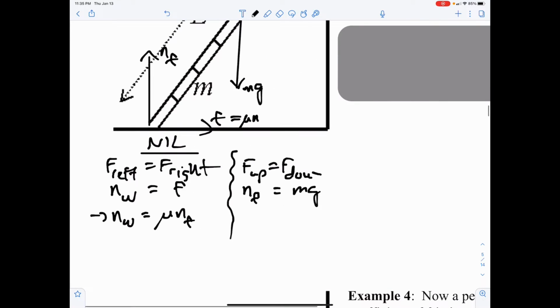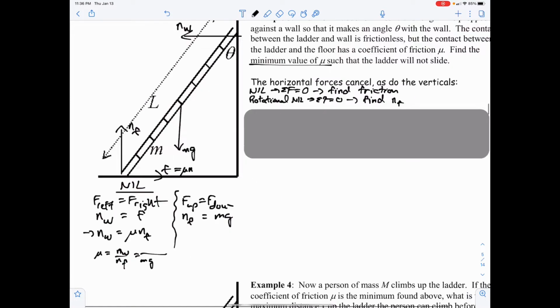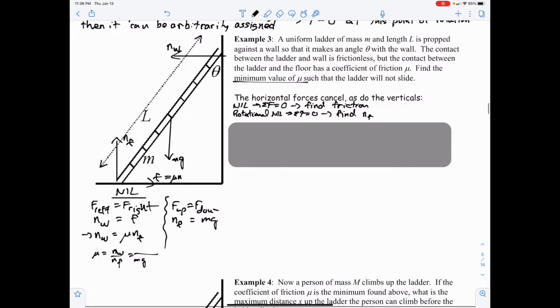You see, mu is the ratio of the normal force of the wall to the normal force on the floor, which we know is mg. But we don't know what the normal force on the wall is, and that's preventing us from figuring out what mu is. So we're going to pause this particular part of the discussion. And that's why this cannot be just a Newton's law problem.